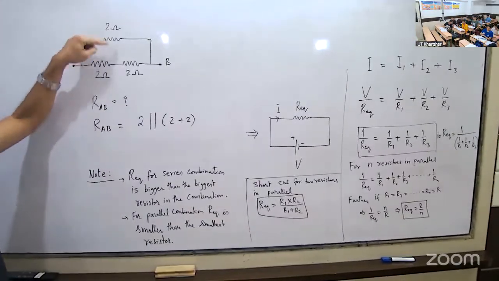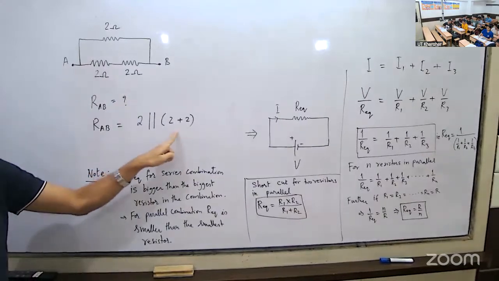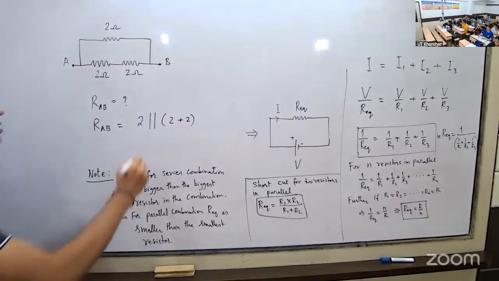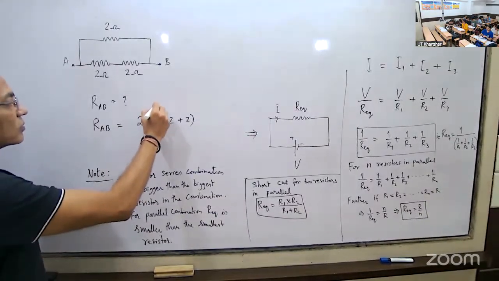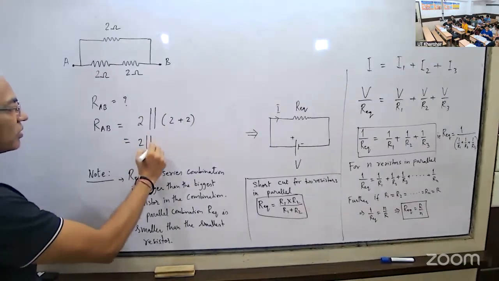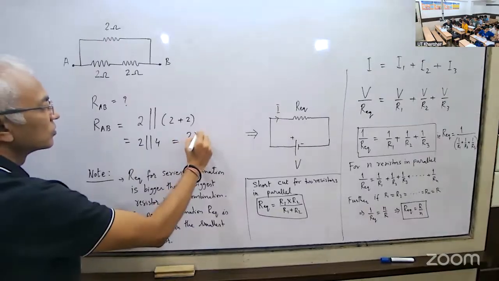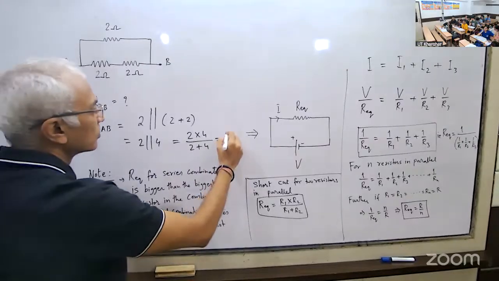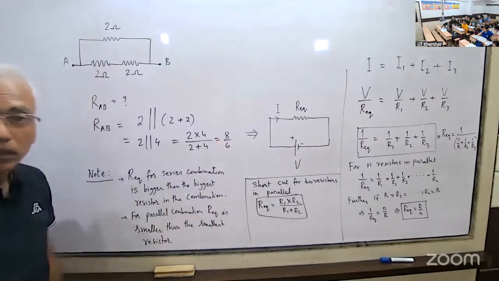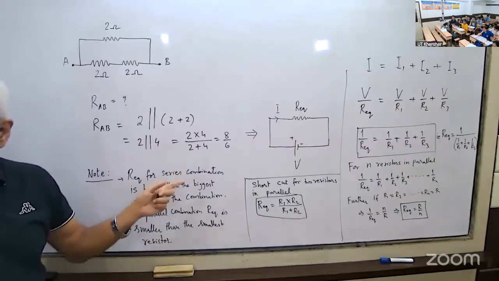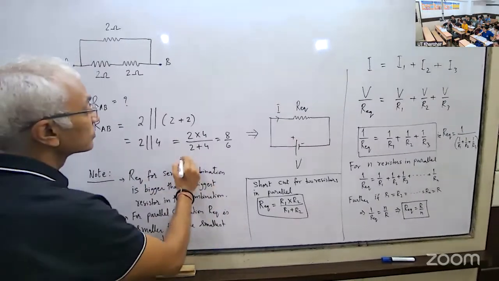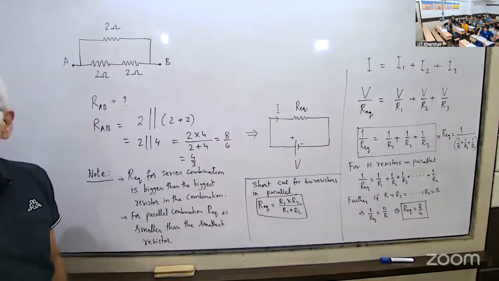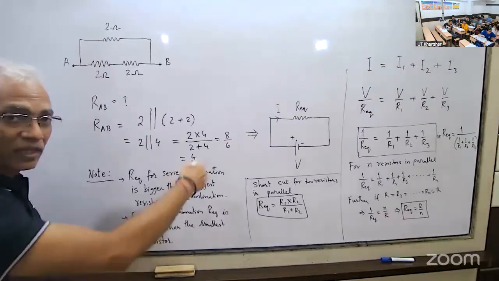This 2 ohm is in parallel with the series combination. The series combination is added, and its answer is in parallel with 2. Correct? This 2 parallel 4. Okay. This is how you approach the questions. So what is it? 4 by 3. Somebody said 4 by 3. 4 by 3 is correct. And then you simplify.